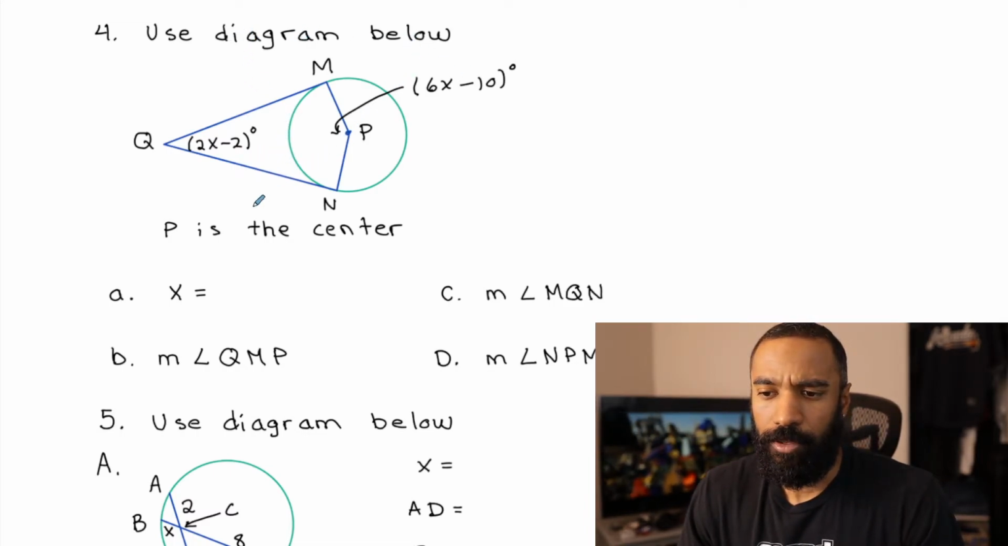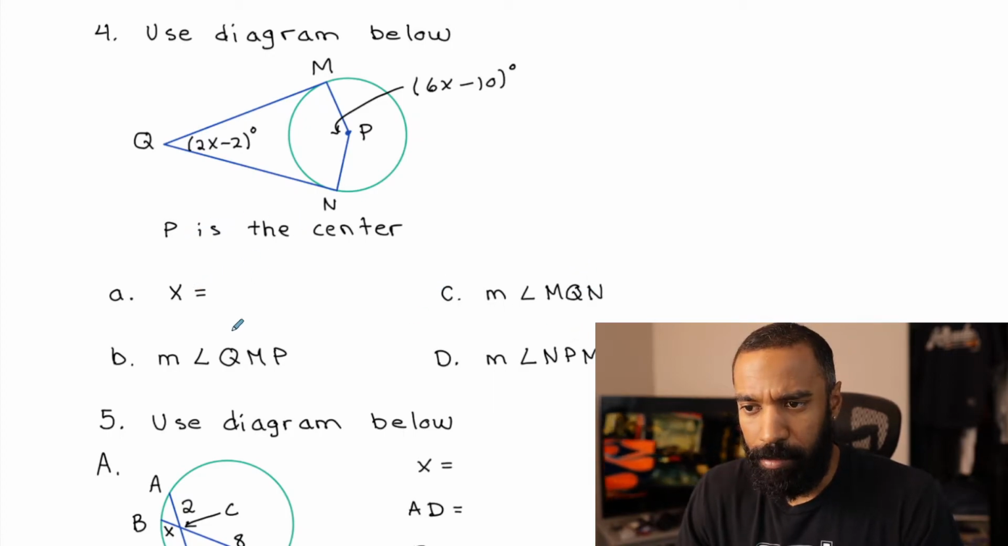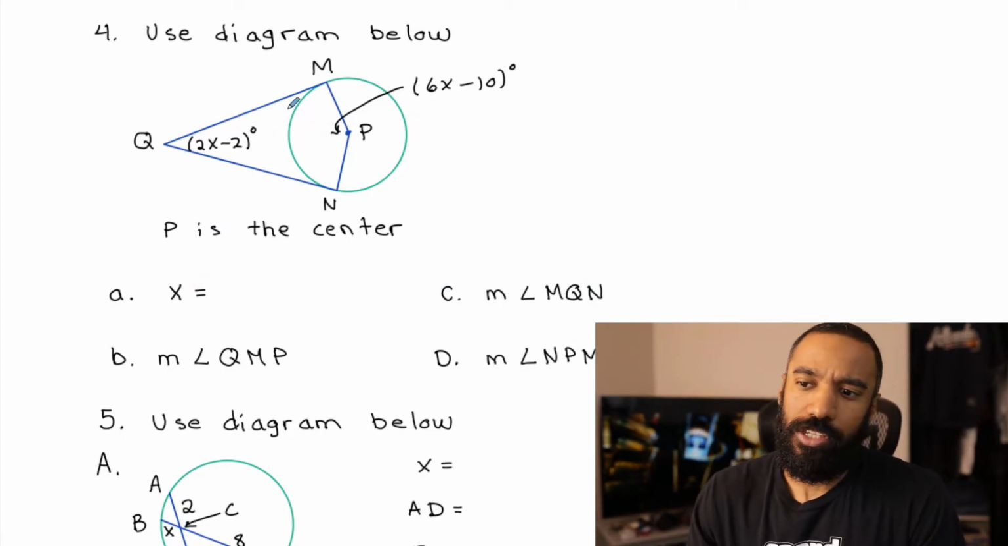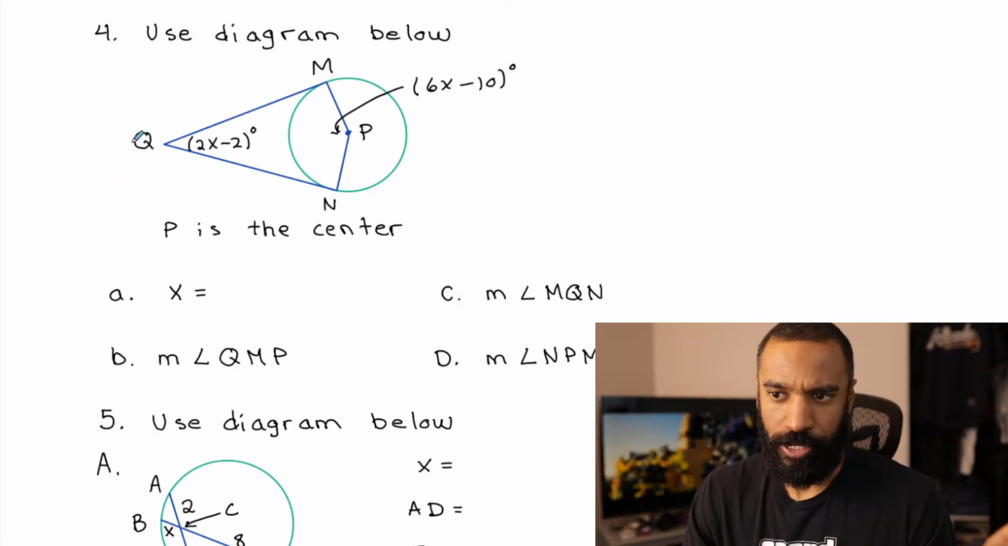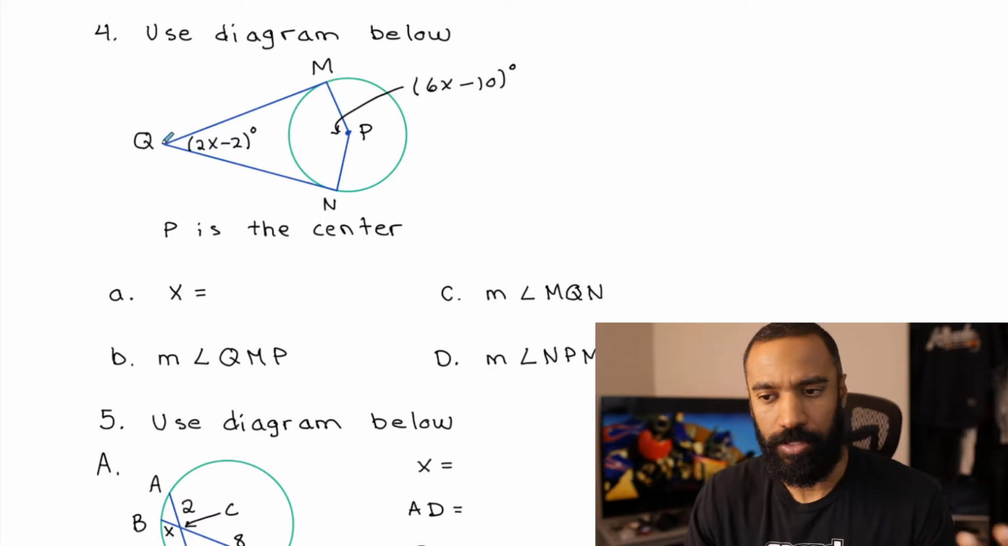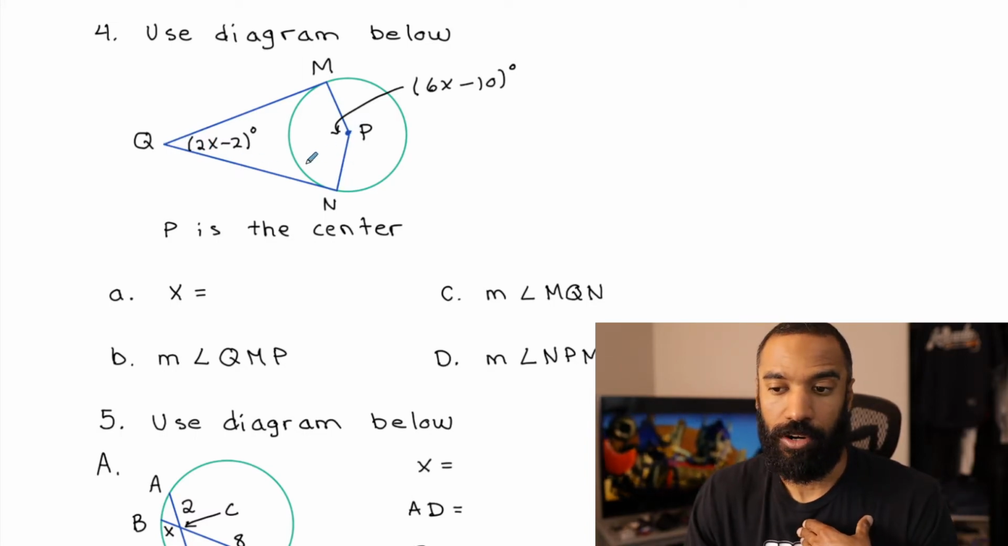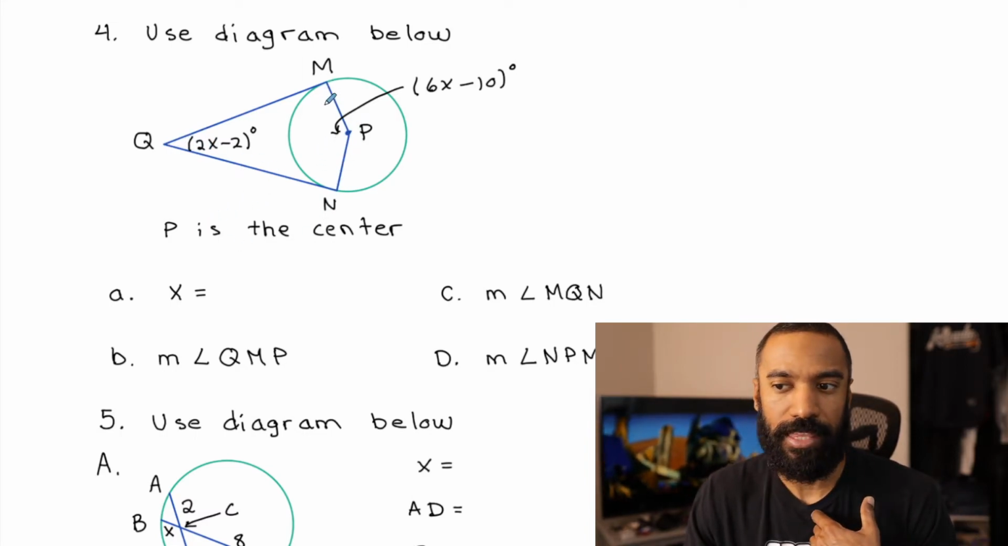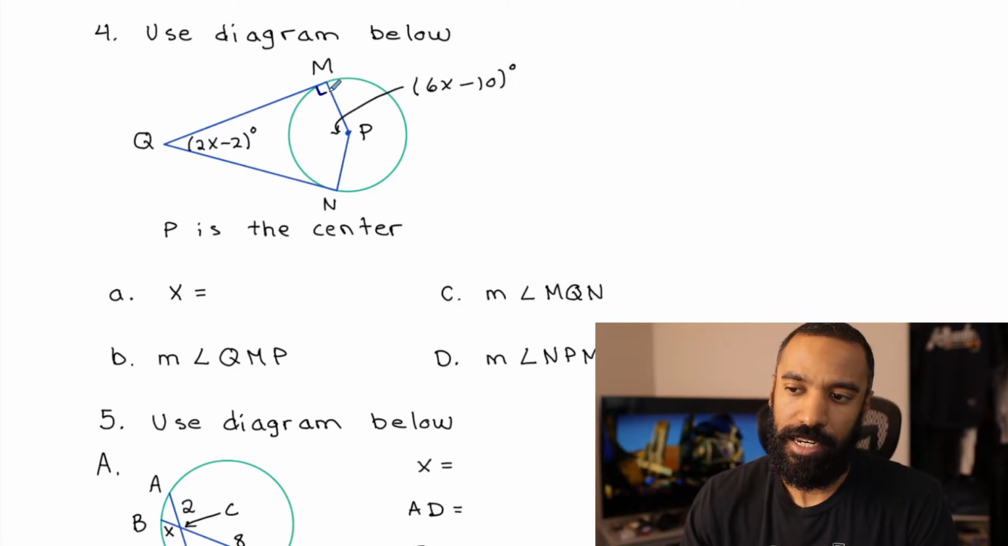Okay, use the diagram below. P is the center. We got to solve for x, and then a bunch of other things. Okay, so this is once again one of those, they don't mention it, but at some point you kind of see and understand how this works. This is a tangent line QM. This is a tangent line QN. This is the center of the circle, as they mentioned. So these are radii that intersect. What does that mean? 90-degree angles here.